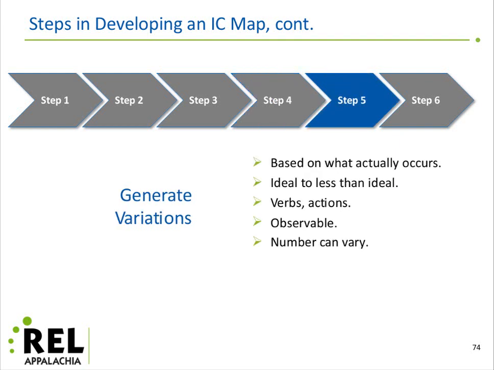Step 5 is where you get sort of nitty-gritty and you work on the variations. A variation, as we've alluded to, should really be based on something that people are doing, those who are implementing the program. What's interesting and different about this is variations typically, and we'll show you an example in a second, go from ideal to less than ideal. And sometimes there are a couple variations that are sort of ideal. So the idea is that it's really based on what you're observing in the classroom.